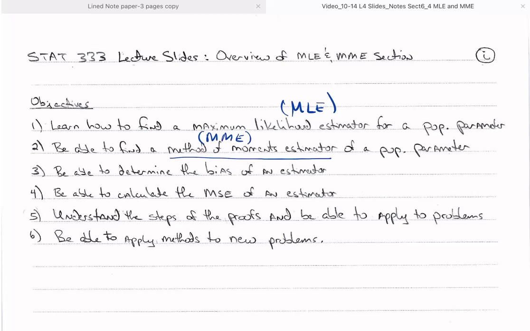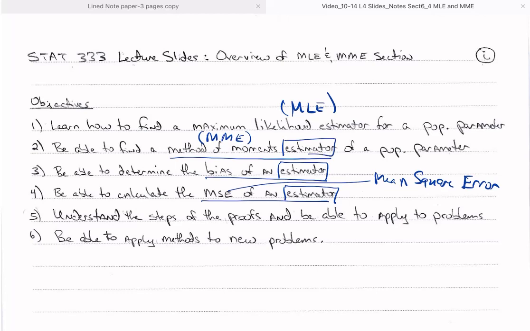We want to be able to determine the bias of an estimator, the mean square error, or MSE of an estimator. And we're saying an estimator, so this is a statistic. These estimators are statistics. They're calculated from data. If we have a sample, they're calculated from a random sample or a sample, depending on the sampling method.